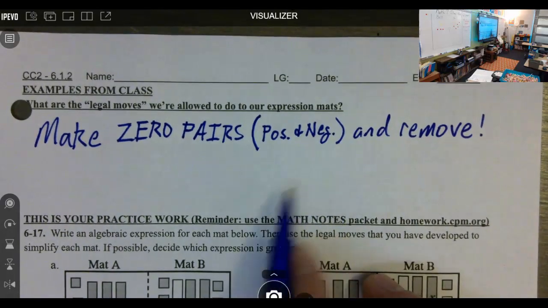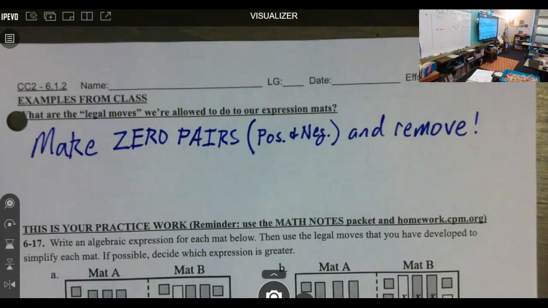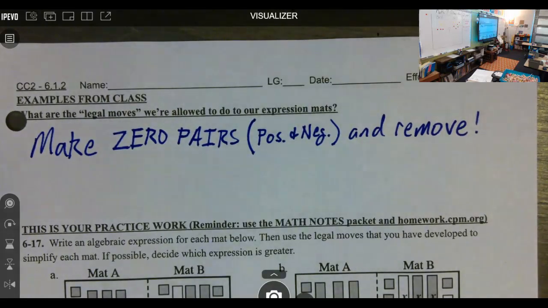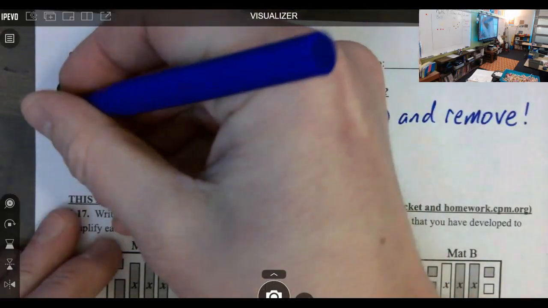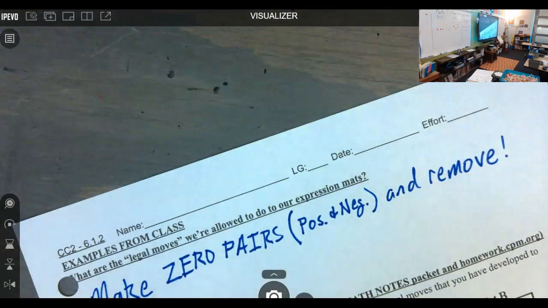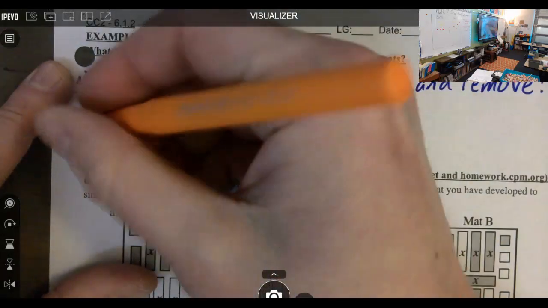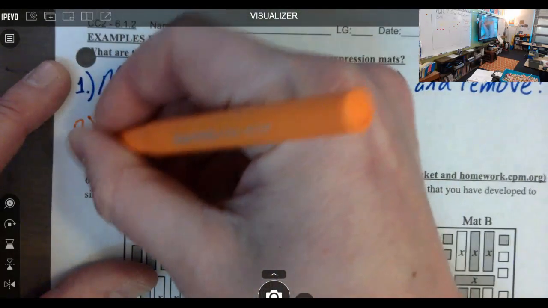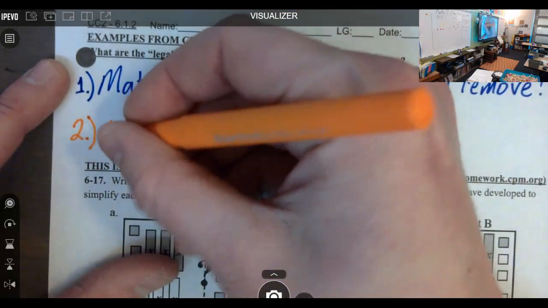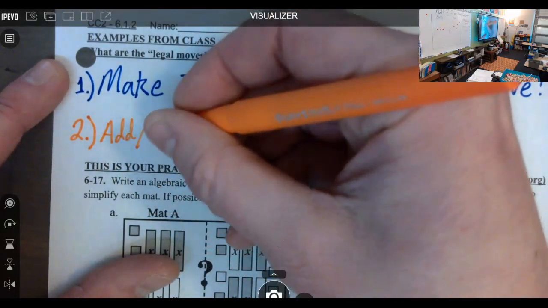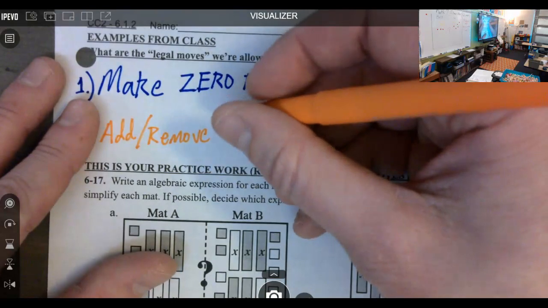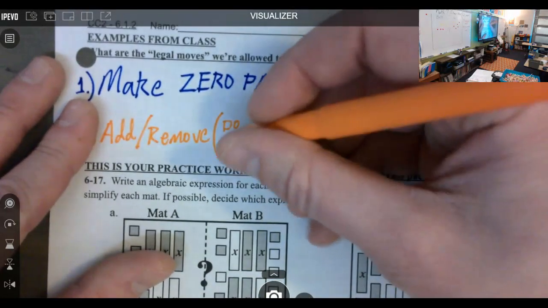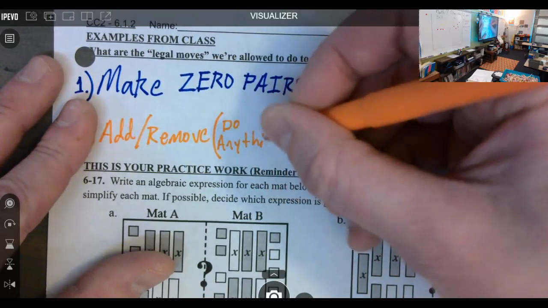Then Kamal wanted us to do what? So remove from both sides, right? So we can make 0 pairs. The second thing, and guys, I would number these or do something so you know these are 2 different things. The second thing we can do is actually add or remove. So we could add or remove from both sides as long as you do the same thing to both sides. Really, we could do anything as long as we do it to both sides.